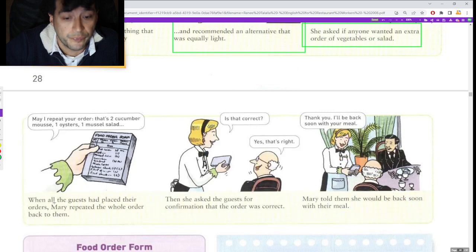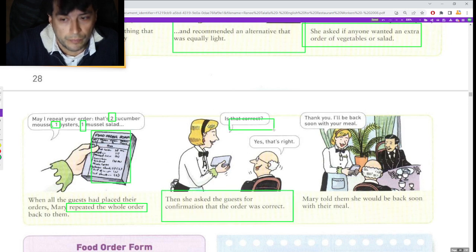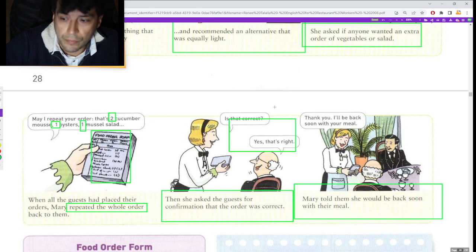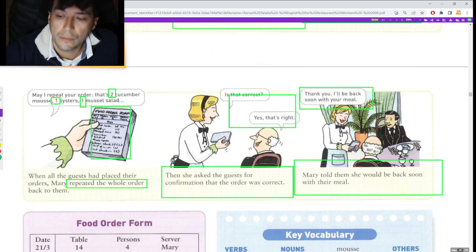When all the guests had placed their orders, Mary repeated the whole order back to them. May I repeat your order? That's 2 cucumber mousse, 1 oysters, 1 mussel salad. Then she asked the guests for confirmation that the order was correct. Is that correct? Yes, that's right. Mary then told them she would be back soon with their meal. Thank you. I'll be back soon with your meal.